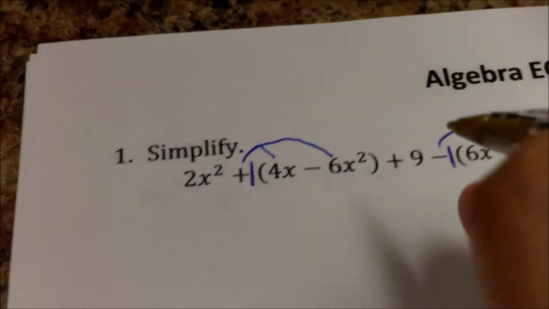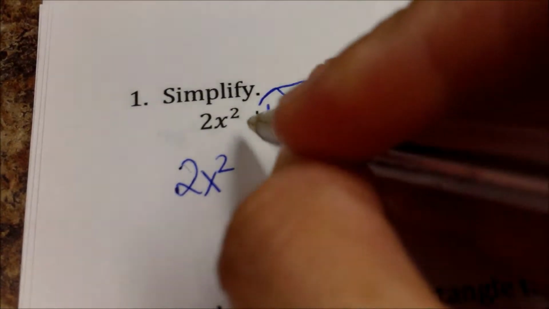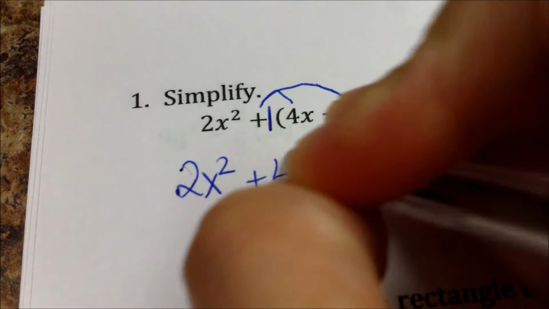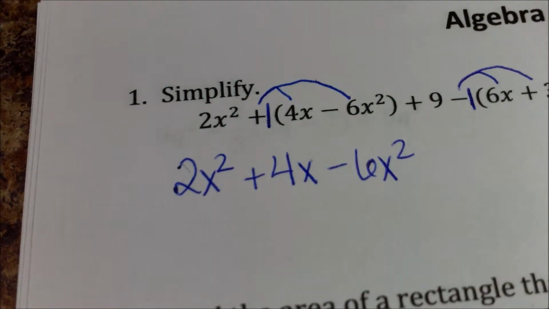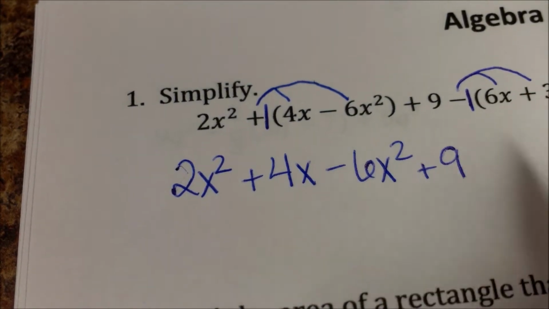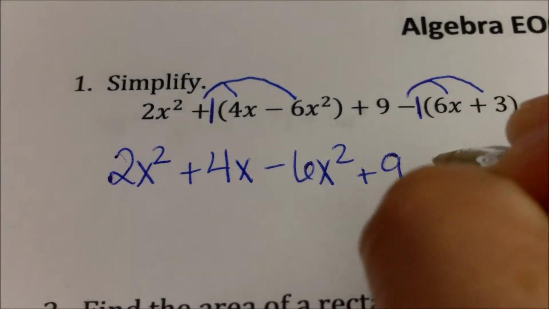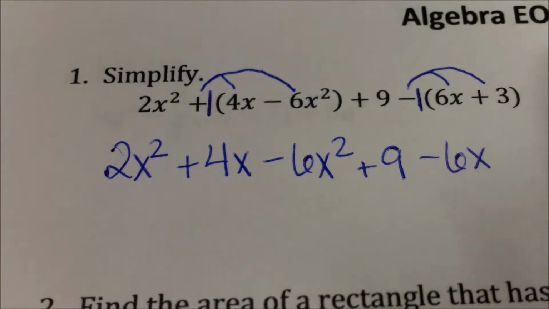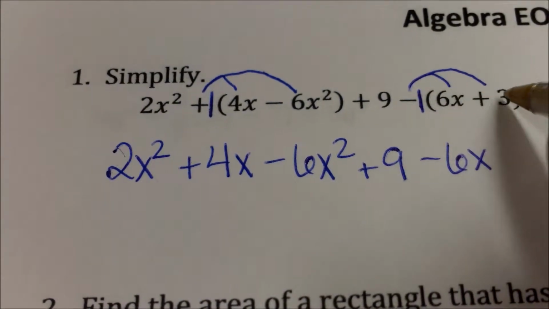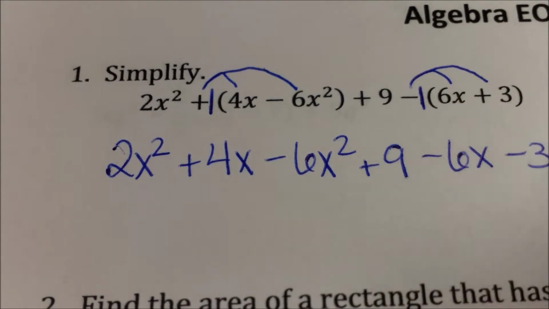Alright, so then the first term, it stays the same, 2x squared. Now 1 times 4 is just going to be the same thing. Anything times 1 is itself, so I'm going to go ahead and rewrite it. Okay, and then we have the plus 9. And now we're going to distribute the negative 1. So we're going to have negative 1 times 6 is negative 6x. And this is the part where a lot of kids get it wrong because they forget that the negative 1 also distributes to the 3. Negative 1 times 3 is negative 3.